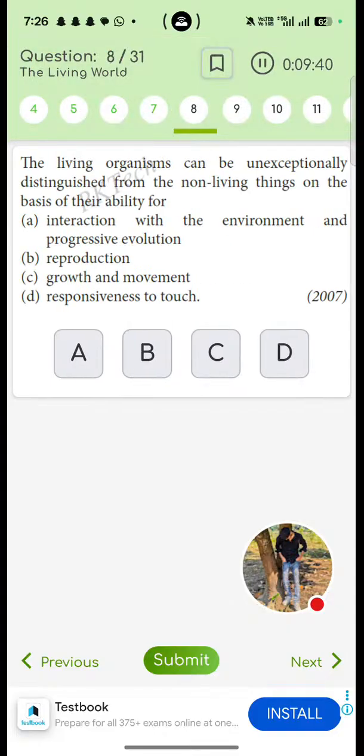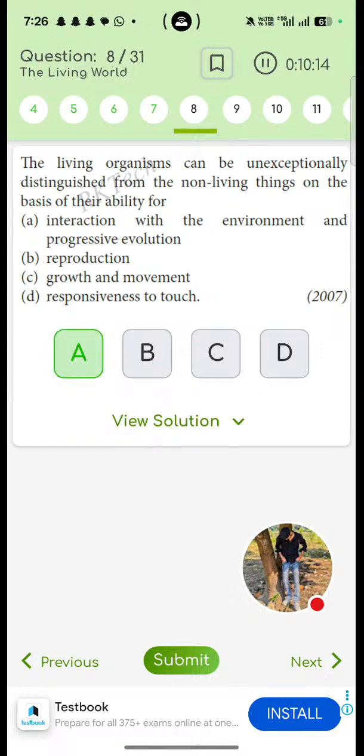Next. The living organism can be unexpectedly distinguished from the non-living thing on the basis of their ability for interaction with the environment, or progressive reproduction, growth, and movement, or responsiveness to touch. The answer is interaction with environment.